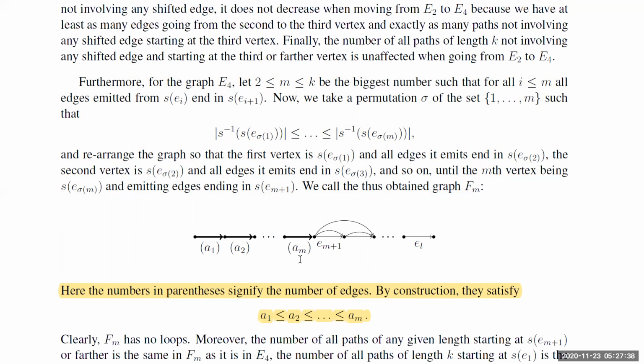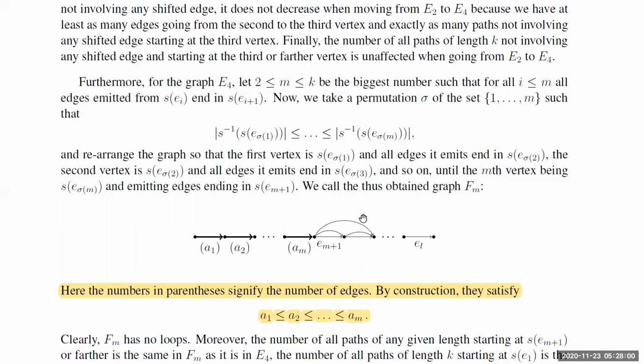And by construction, these numbers satisfy the inequalities A1 less or equal than A2, and so on and so forth, until less or equal to AM. Okay, and these numbers, I repeat, signify the number of edges emitted from a given vertex. So this is the situation at which we get.